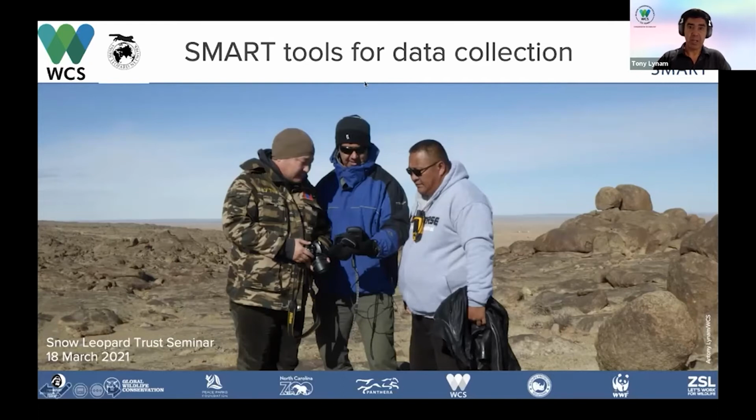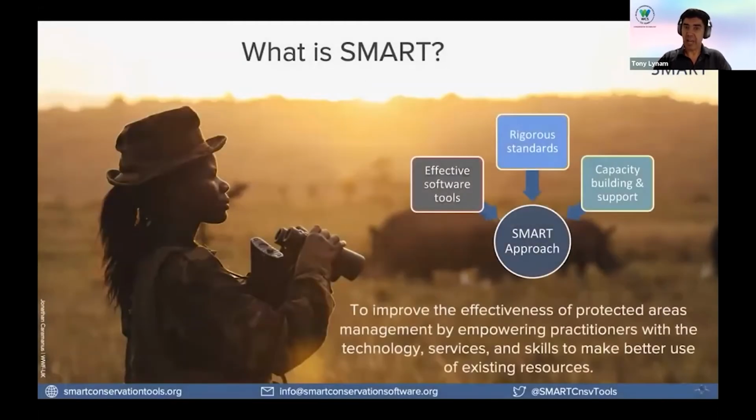Firstly, just to recap, what is SMART? SMART is an approach that involves using software, technology tools, rigorous standards, and capacity building and support. The goal of SMART is to improve the way that we monitor and protect our important conservation areas. It's all about empowering practitioners, the people out there in the field doing the conservation, by providing technology and services and building skills so that you can make better use of your existing resources.